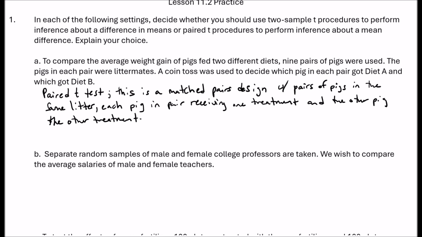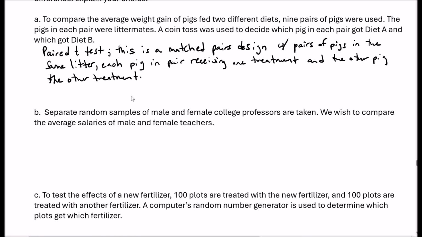Okay, so then part B says separate random samples of male and female college professors are taken, and we wish to compare the average salaries of male and female teachers. Okay, so they just want to compare the average salaries of 2 separate random samples. They're separate, and so they're independent from each other. So we're doing a 2 sample test. Okay, so this is a 2 sample t-test.